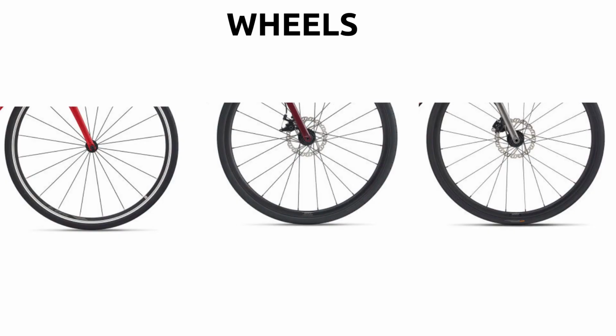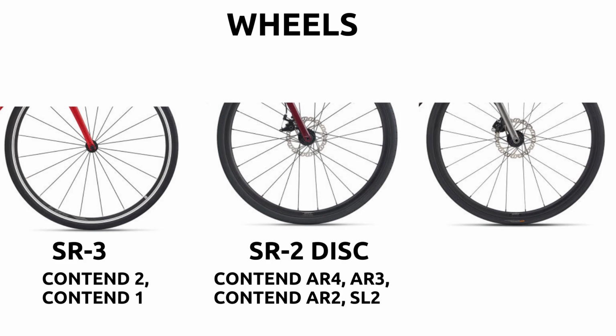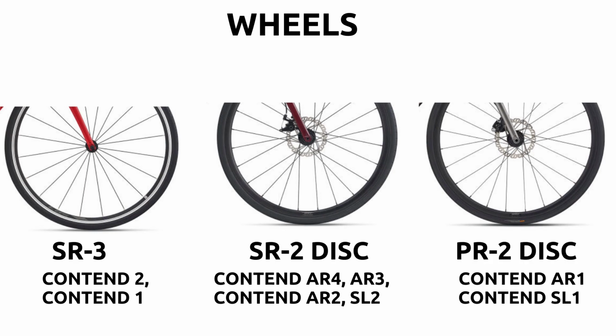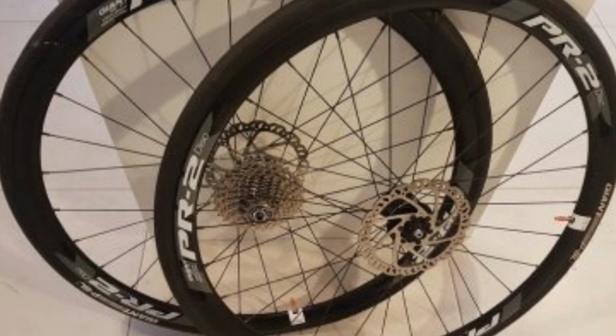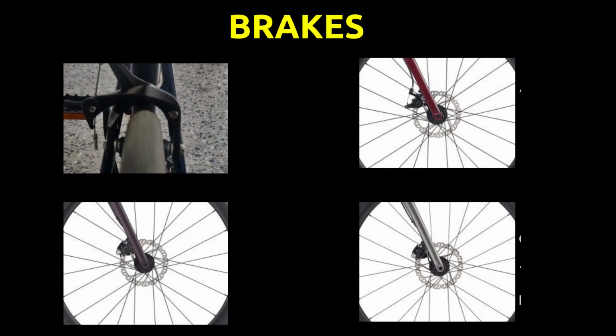Onto the wheels then, the Contends come with Giant's SR3 wheelset. The Contend ARs 2 to 4 and the Contend SL2 come with SR2 disc wheelset. The Contend AR1 and the Contend SL1 come with a more premium and lighter Giant PR2 wheelset that Giant use on entry level carbon road bikes too. Before summarizing, we'll talk about the brakes then.